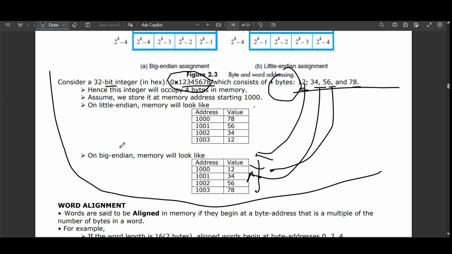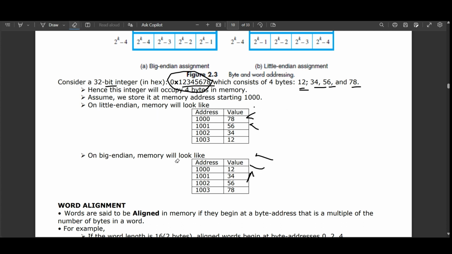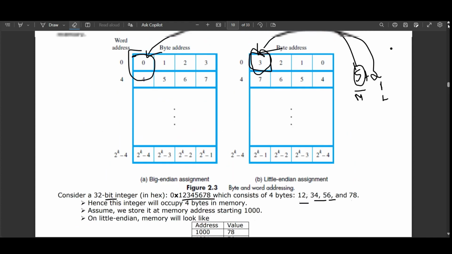If you place them like that, it is nothing but big Endian. And if you reverse the order, placing 78 first in 1000, and 56 next in 1100, this will become little Endian. If you don't remember the concept, just remember this example, which is very simple to remember. If you remember this, it is more than enough to fetch good marks. So now let's see the concept in detail.